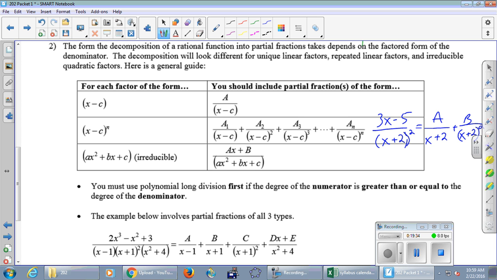Then it would be the same idea as up above. You'd put a constant over the first power and then a constant over the squared and a constant over the cubed all the way to the end. I would never be so mean as to give you... Yeah, Rob.